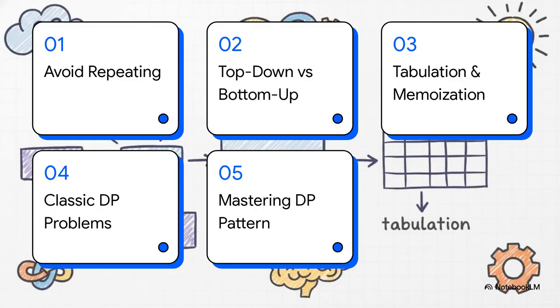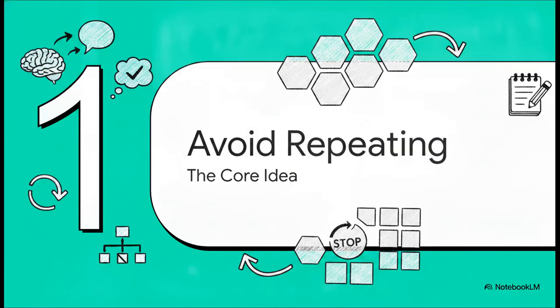So, here's our roadmap for today to get your brain geared up for this. First, we'll cover remembering to avoid repeating. Then, we'll look at the top-down versus bottom-up approaches. Next, we'll compare tabulation and memoization. After that, we're conquering some classic DP problems. And finally, we'll wrap up by mastering the overarching DP pattern. Let's dive right in. All right, Section 1, Remembering to Avoid Repeating, the core idea.